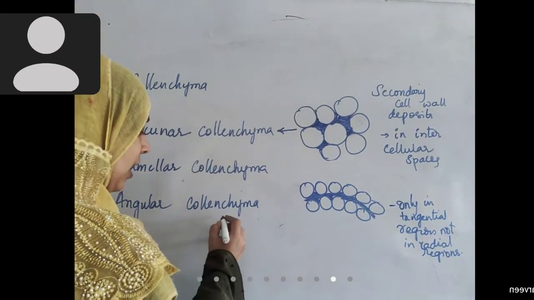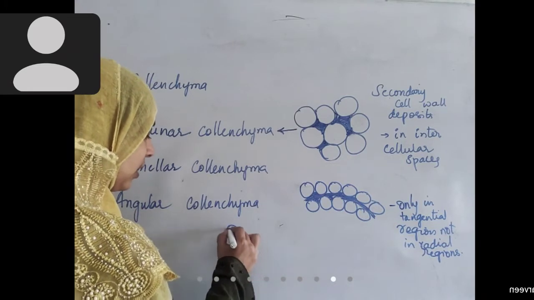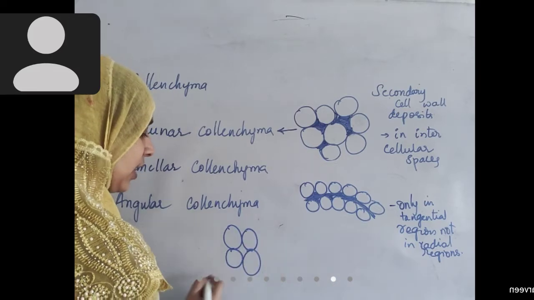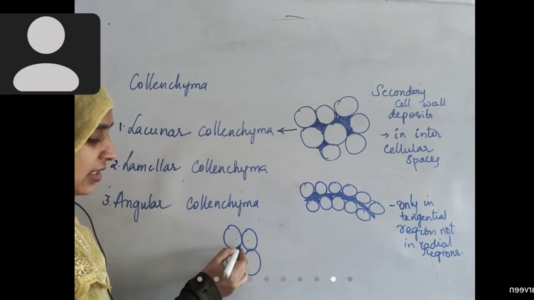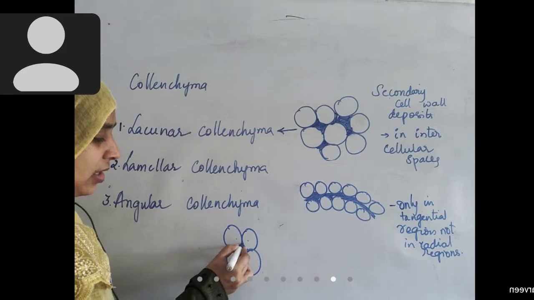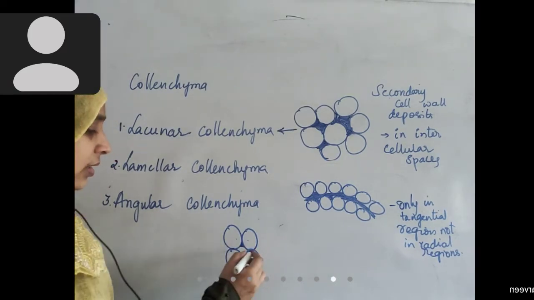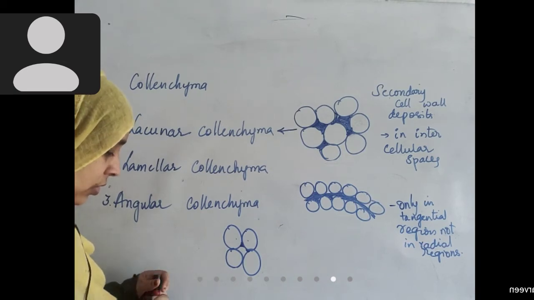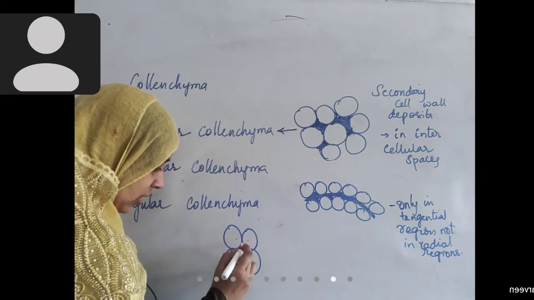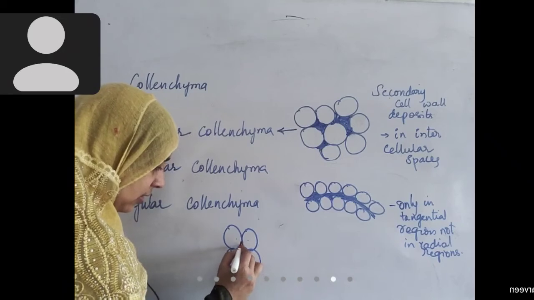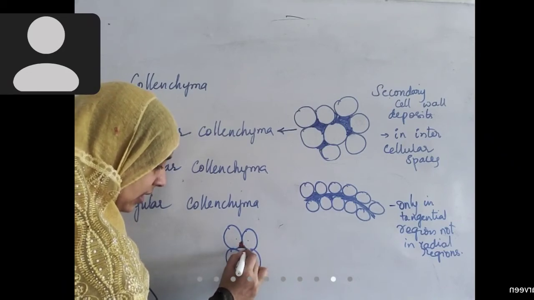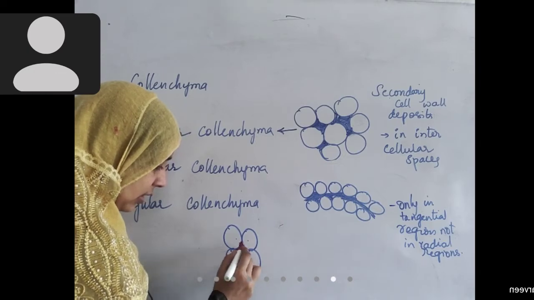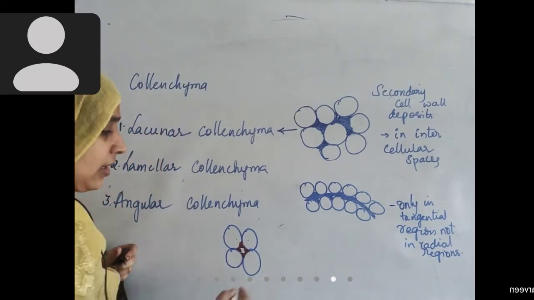Angular collenchyma, I'll say, is a very simple one. See, if there are cells like this, this cell and this cell are making one angle here. Here you can see deposition. This cell and this cell are making one angle here. So you can see deposition in this area, in this area, in this area, like that, only in the angle.